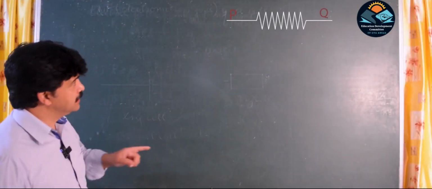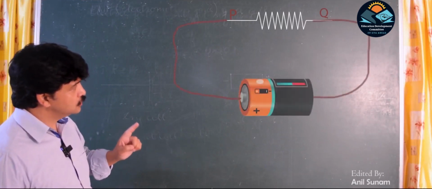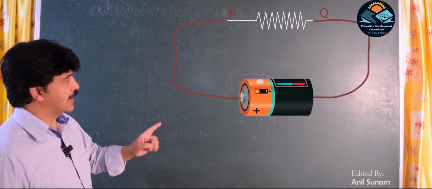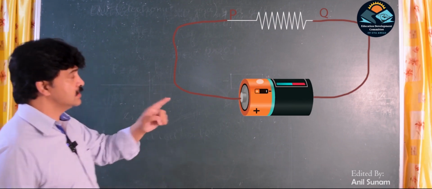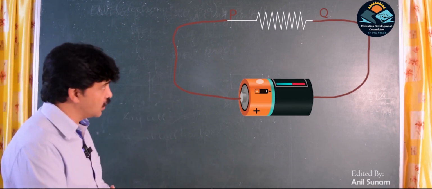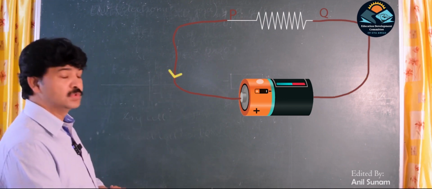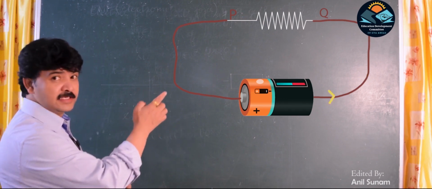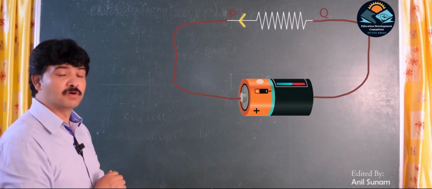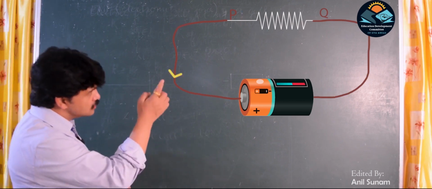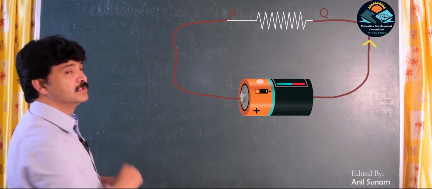In the diagram, PQ is a resistance that is connected to the two terminals of a dry cell. As soon as we connect the resistance to the cell, electrons from the negative electrode will flow through the resistance and come back to the positive electrode, and there will be continuous flow of electrons. That means electrons through the resistance will be flowing from, you can see, from Q to P.